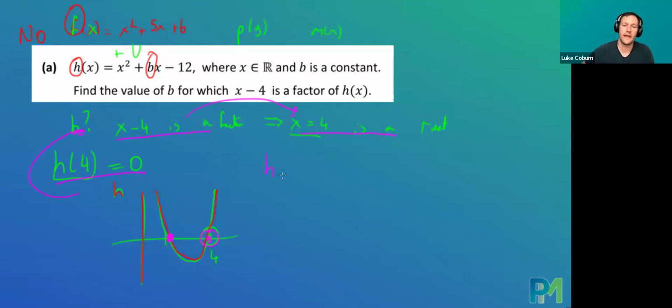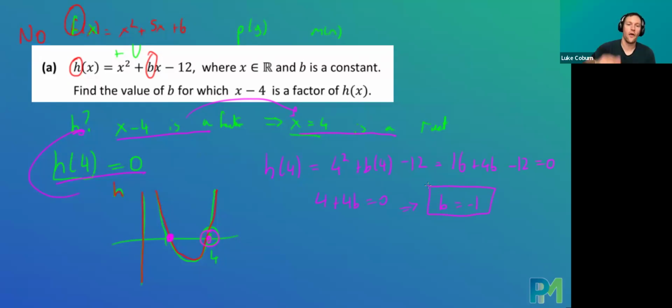Okay, so that means that we can say h of 4 is equal to 4 squared plus b times 4 minus 12. This is going to be 16 plus 4b minus 12 is equal to 0. And then 16 minus 12 is 4, plus 4b is equal to 0, so that's going to say that b is equal to minus 1.